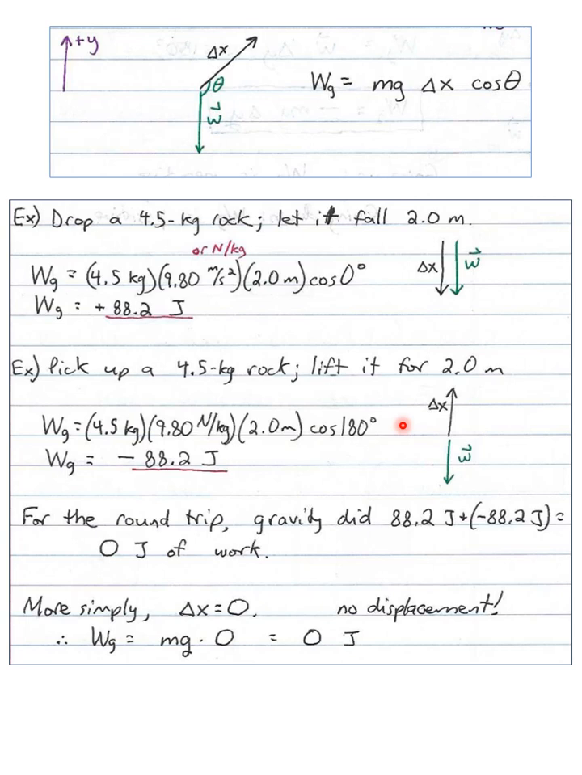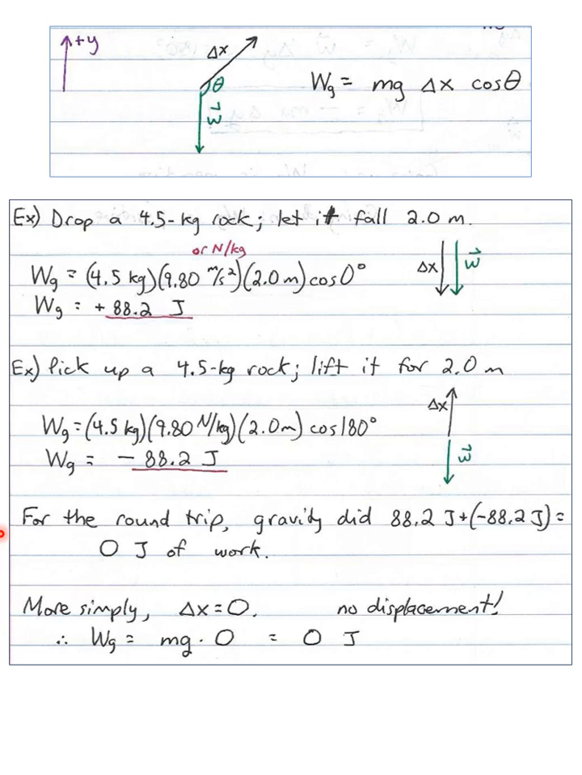We'll use the equation you can see at the top of the page. So the mass times g times displacement, but now look at the picture, it's an 180-degree angle between those, so times the cosine of 180 degrees, which is -1. So the work done by gravity in this case is negative 88.2 joules.